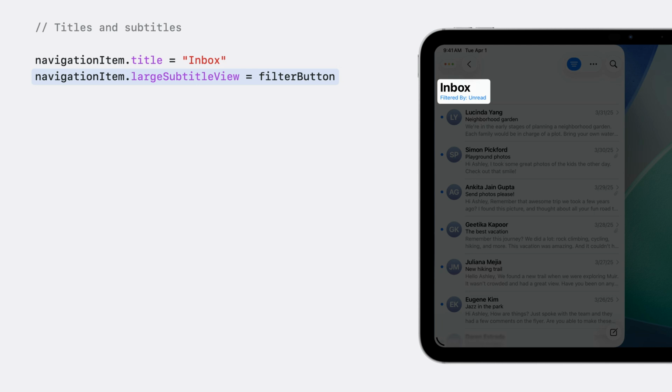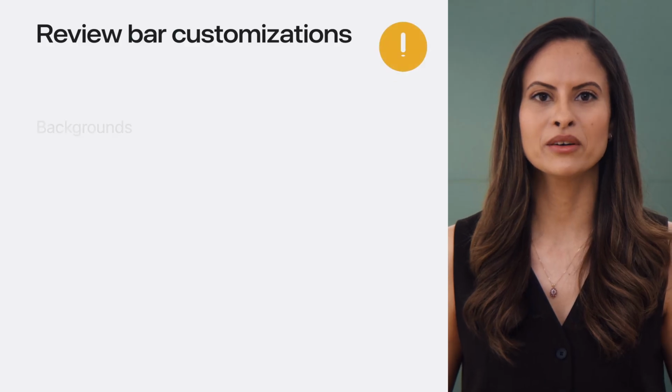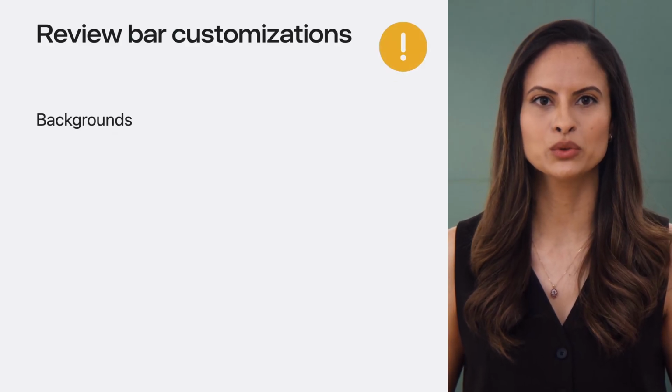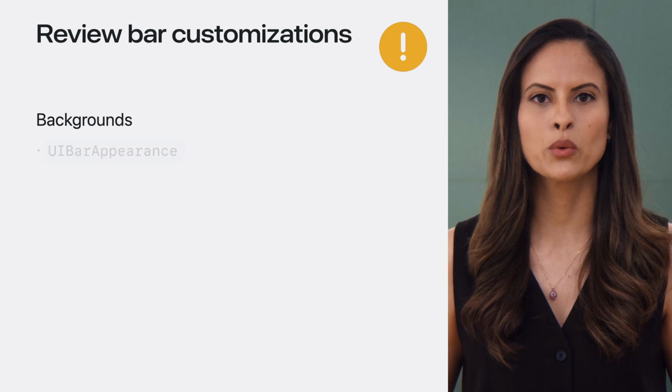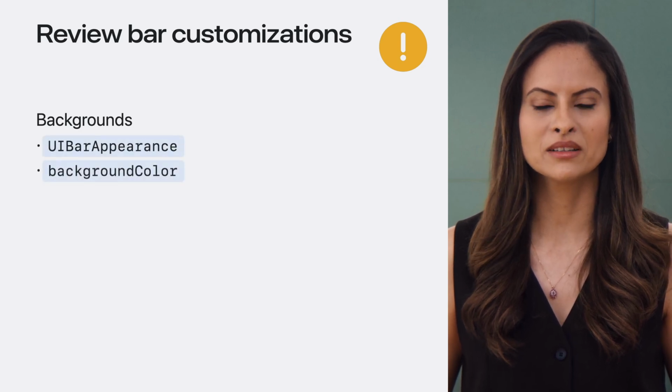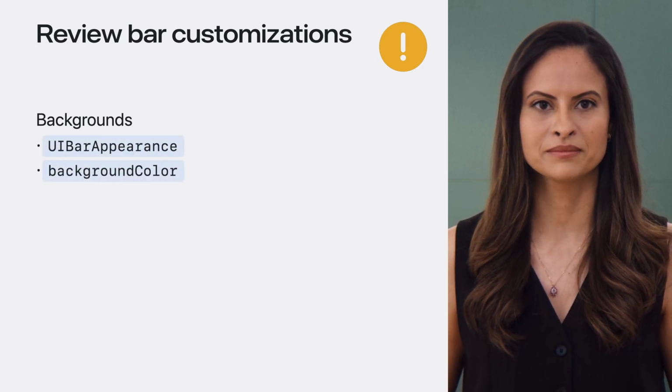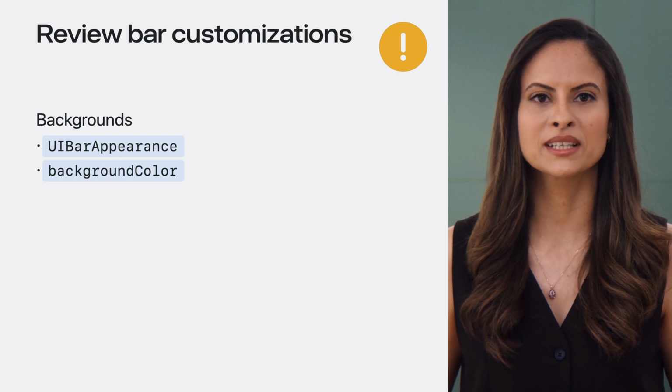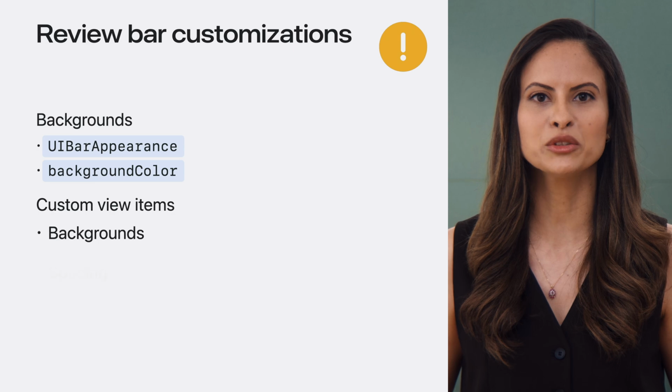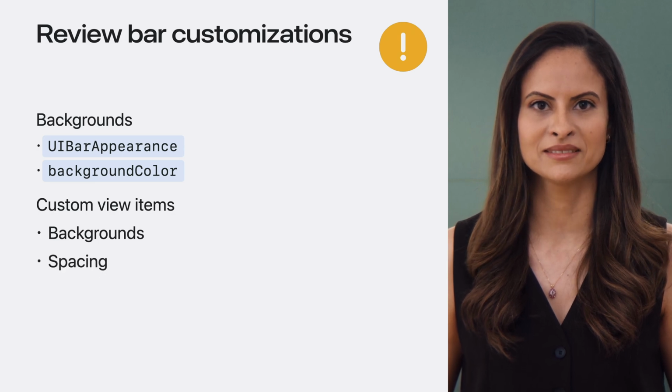As part of the new design system in iOS 26, the bar background is now transparent by default. Remove any background customization from your navigation and toolbars. Using UI bar appearance or background color interferes with the glass appearance. Bar buttons use a glass background. Lay out your custom view contents using the layout margins to get the correct spacing.